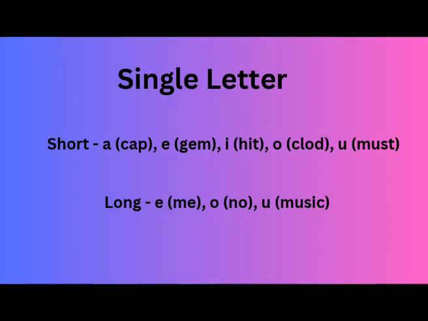A short vowel gives its short sound, such as a in the word cap, e in the word gem, i in the word hit, o in the word clod, and u in the word must. And then we have a vowel's long sound. The long sound is when it's saying its name, such as long E in the word me, long O in the word no, and long U in the word music.